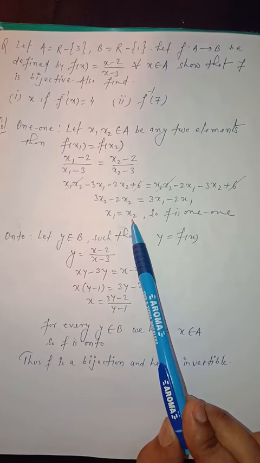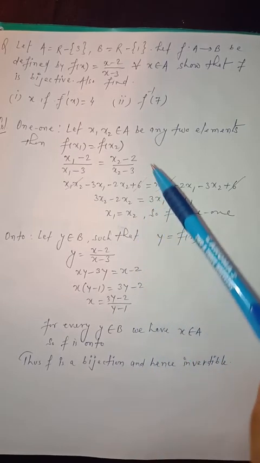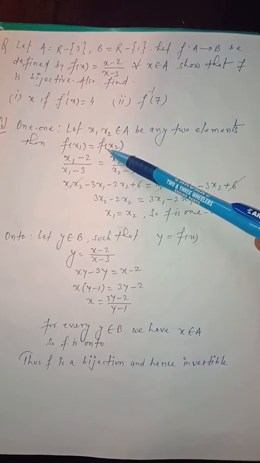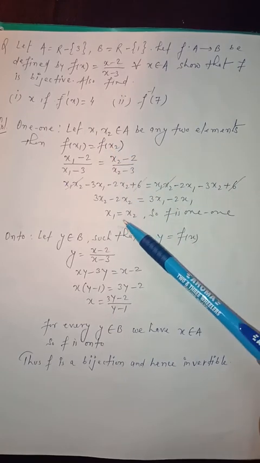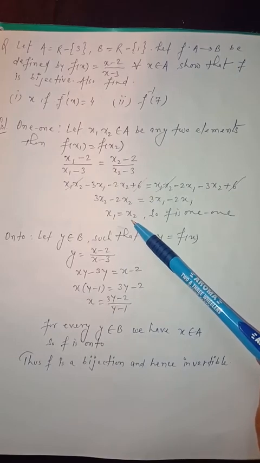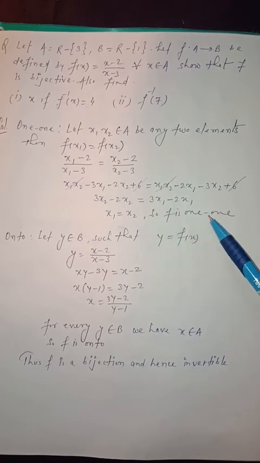So this is the basic definition of a one-one function: when f of x1 and f of x2 are equal, and after solving we prove that x1 and x2 are equal, it means the function is one-one.